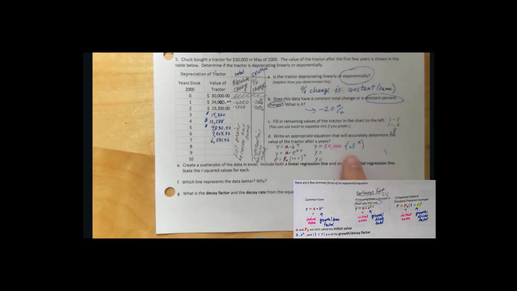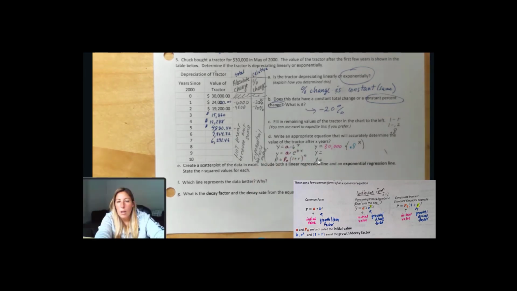All right, so in this equation we put 0.8 because 0.8 was our growth or decay factor. And all that B stands for is your growth and your decay factor. Now, let's see if we can come up with one of these other two equations.